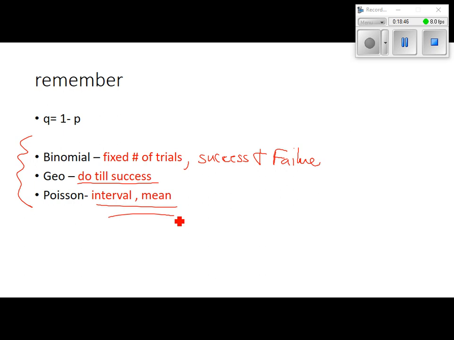So if it's that guy's, then you do the interval. It's always going to be some interval or something in a certain area. And they'll give you the mean usually, or you'll have to find the mean somehow.